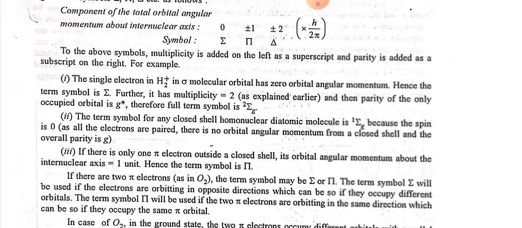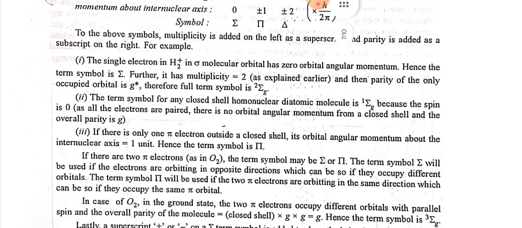To the above symbols, the multiplicity is added on the left as a superscript and a parity is added as a subscript on the right. For example, if the single electron in H2 plus is in a sigma molecular orbital, it has 0 orbital angular momentum, and hence the term symbol is sigma. Further, if the multiplicity is 2 as explained earlier, and the parity is gerade, g, then the full term symbol is 2 sigma g.